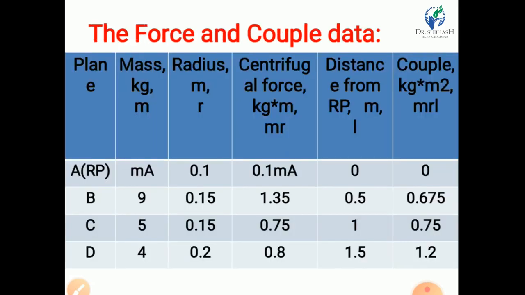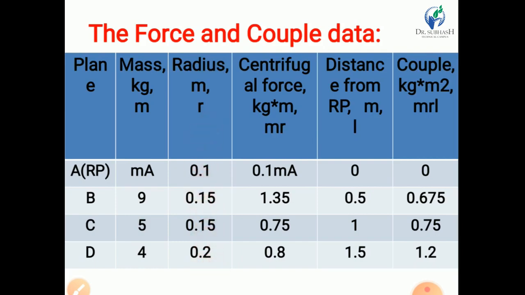Now the third step is a table. There are 6 columns. The first column is the plane, and there are 4 planes A, B, C, and D, out of which the A plane is the reference plane. Next is the mass in each plane, in kg, with notation m. So mA is the unknown mass in the A plane, mass B is 9 kg, mass C is 5 kg, and mass D is 4 kg. Similarly, the radii of rotation are 0.1 meter, 0.15 meter, 0.15 meter, and 0.2 meter.